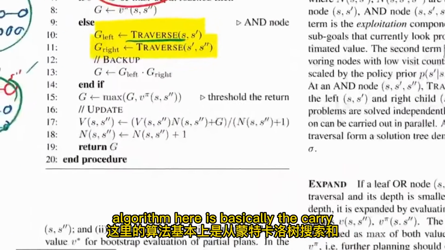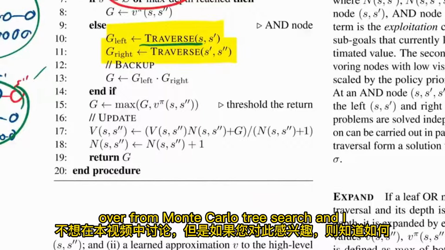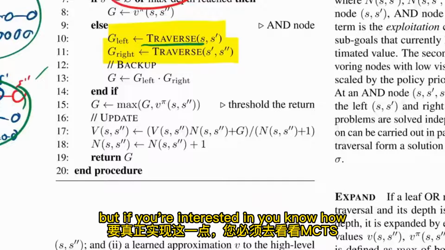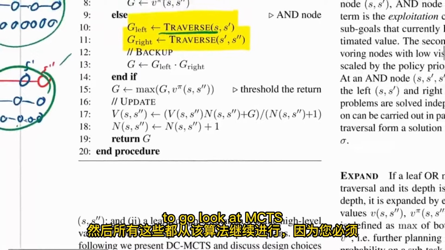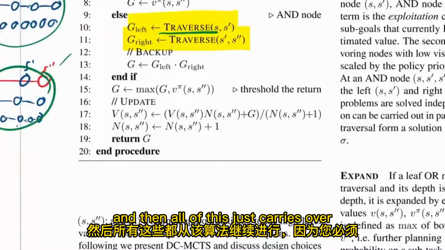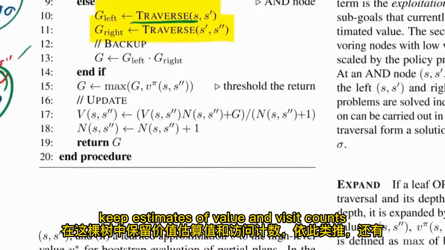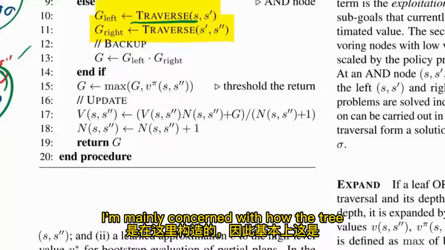Now the rest of this algorithm here is basically the carryover from Monte Carlo tree search. And I don't want to go into that in this video, but if you're interested in how to actually implement this, you'll have to go look at MCTS, and then all of this just carries over from that algorithm, because you have to keep estimates of value and visit counts in this tree and so on. And also you have some sort of a value estimator. But yeah, I'm mainly concerned with how the tree is constructed right here.